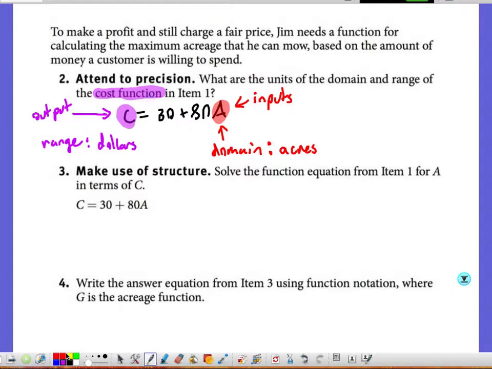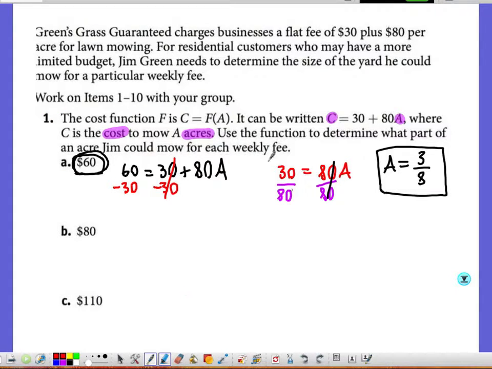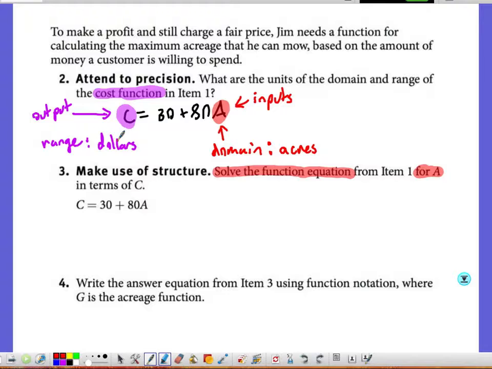Number 3. Solve the function equation from item 1 for a in terms of c. Now don't let the wording throw you off here. What is it asking us to do? Solve the function equation for a. So you're solving for a in terms of c. Well, that basically tells you what the other variable is. So you want to solve for a. And isn't that what we basically did here? We solved for a, but instead of plugging in a number for c, you're going to leave it as the variable c. So we need to go ahead and begin solving for a.